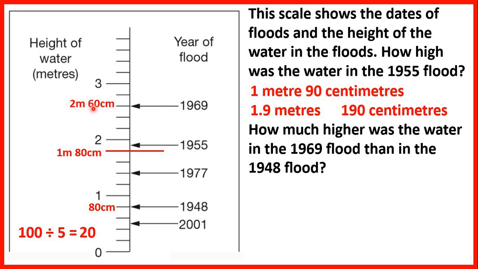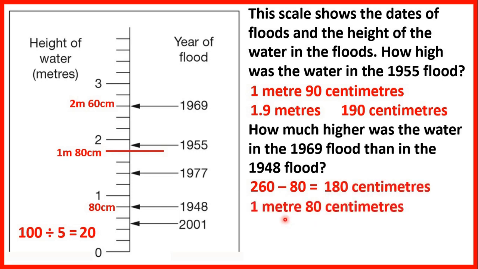Now 2 metres 60 centimetres is 260 centimetres. So if we subtract 80 from that, because remember, when we're comparing two values, we're finding the difference, so we need to subtract, and that gives us 180 centimetres, which we could also write as 1 metre 80 centimetres or as 1.8 metres.